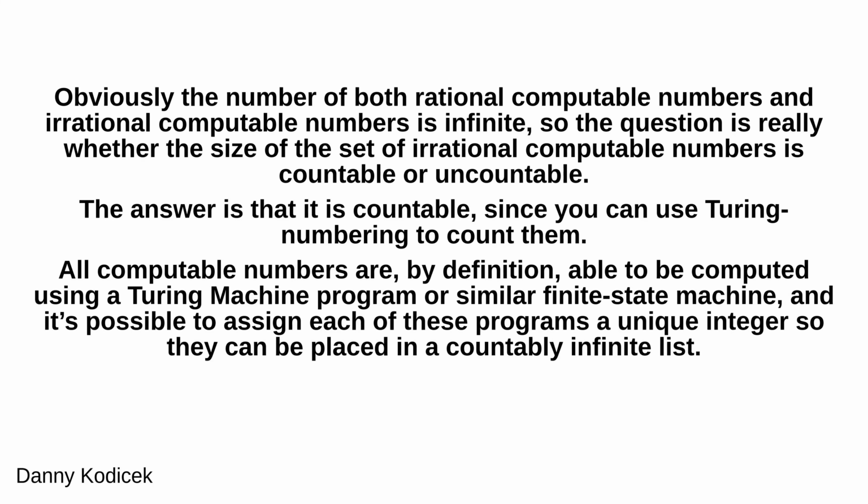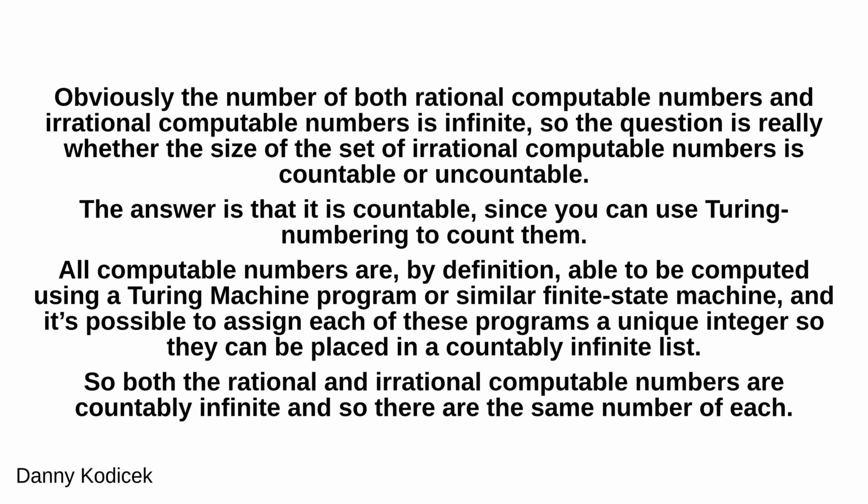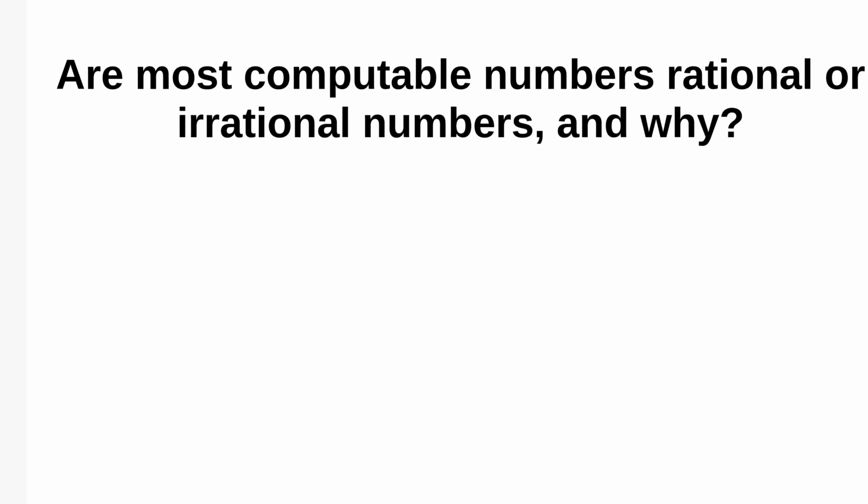All computable numbers are, by definition, able to be computed using a Turing machine program or similar finite state machine, and it's possible to assign each of these programs a unique integer so they can be placed in a countably infinite list. So both the rational and irrational computable numbers are countably infinite, and so there are the same number of each.